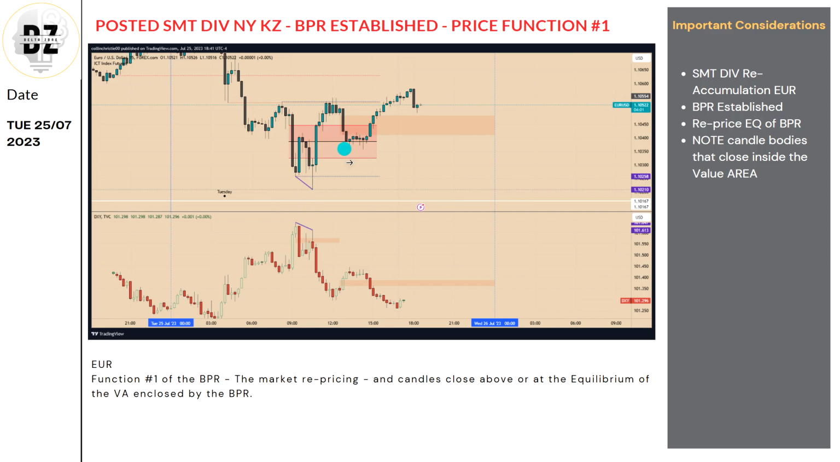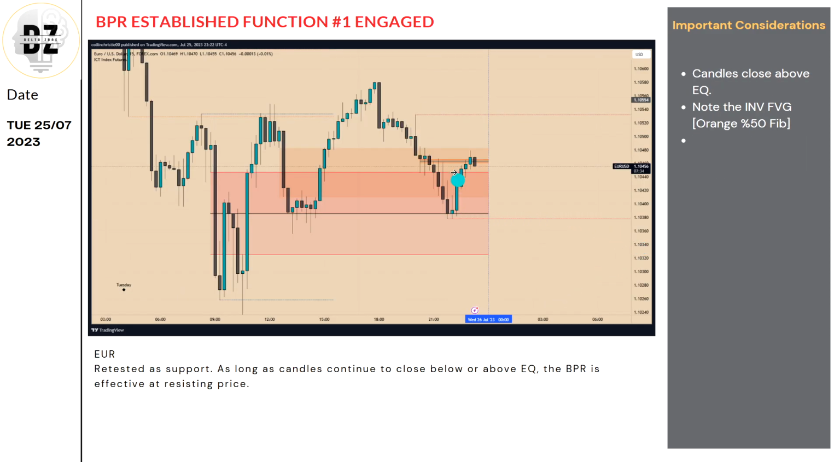Note how the equilibrium is being respected. Candles might be seen to wick through that level, but the candles continue to close higher, or just at the equilibrium in this case. So again, look here. Our price is respectful of the equilibrium between this imbalance's high and this imbalance's low. So you'll note how price is seen to respect the equilibrium of this range.